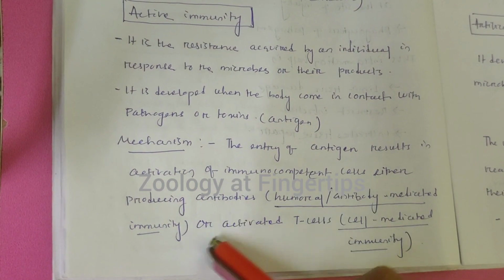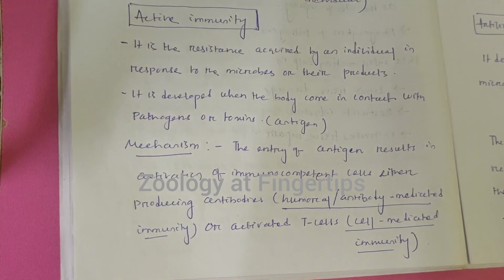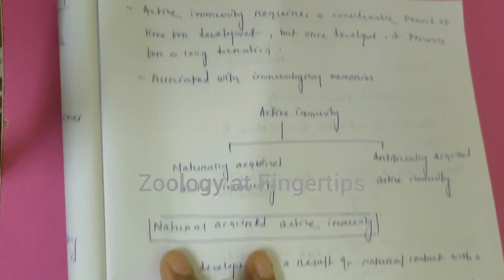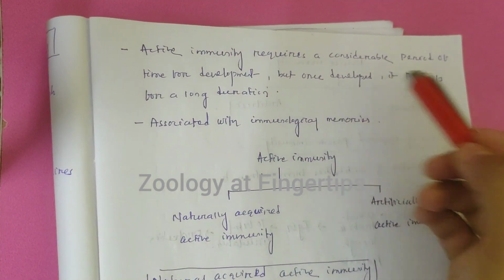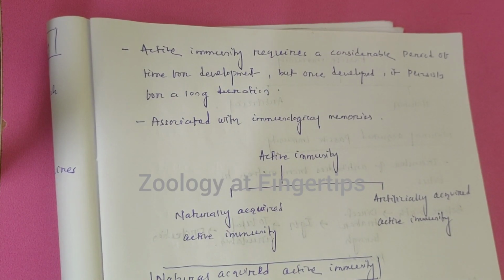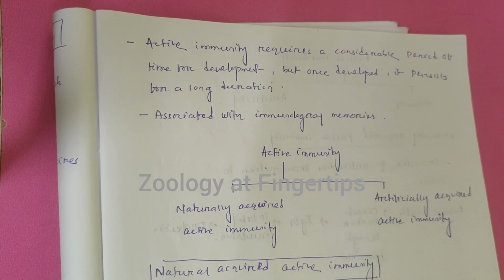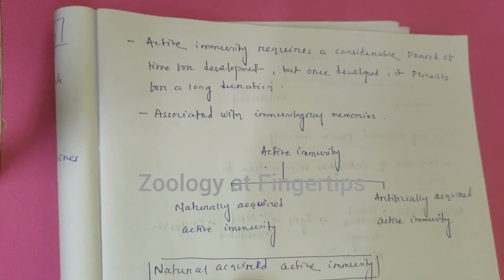The terms humoral immunity and cell mediated immunity are very important. We have to remember them. Active immunity requires a considerable period to develop, which may be 1 month, 1 week, 1 day. It's not immediately developed. It requires certain time. This time period is known as the latent period.